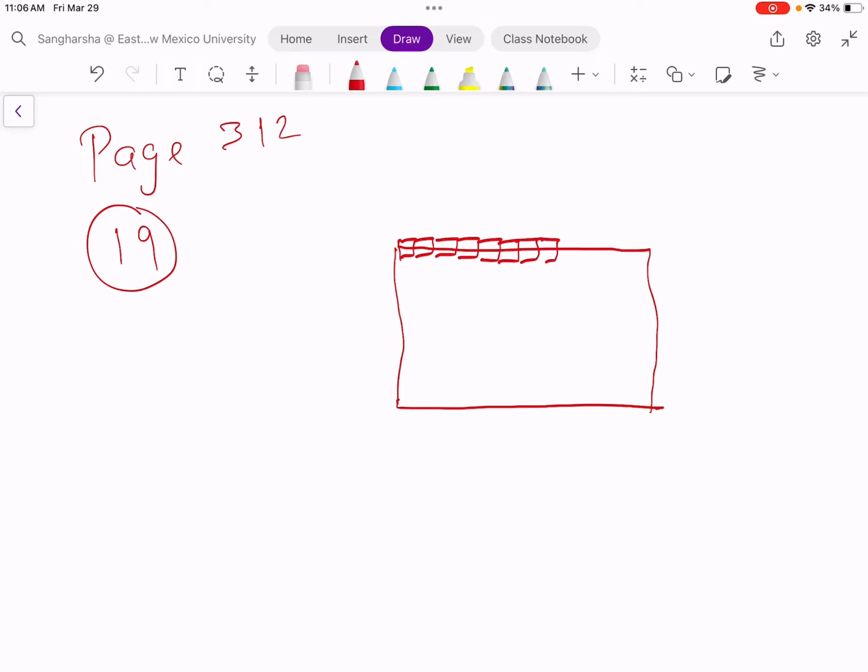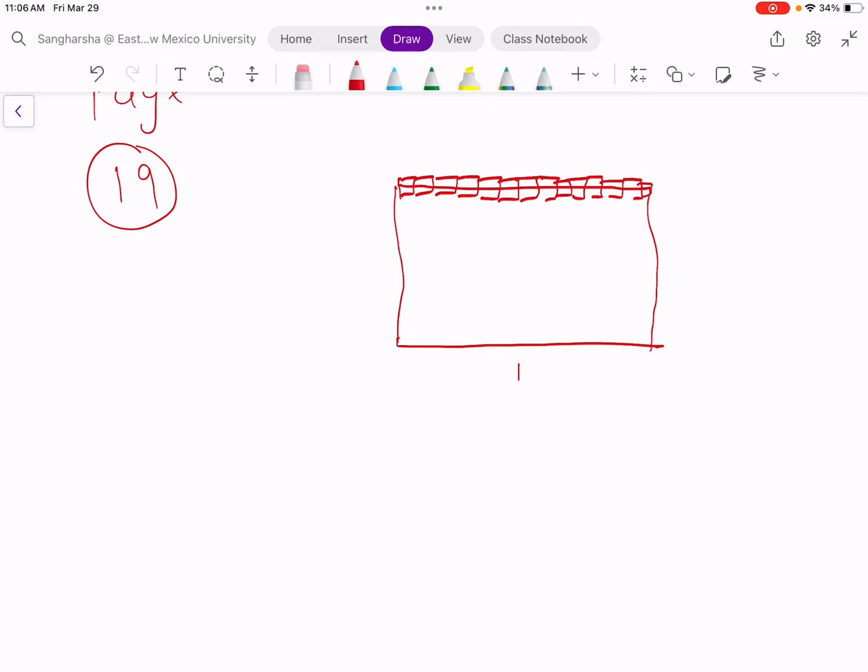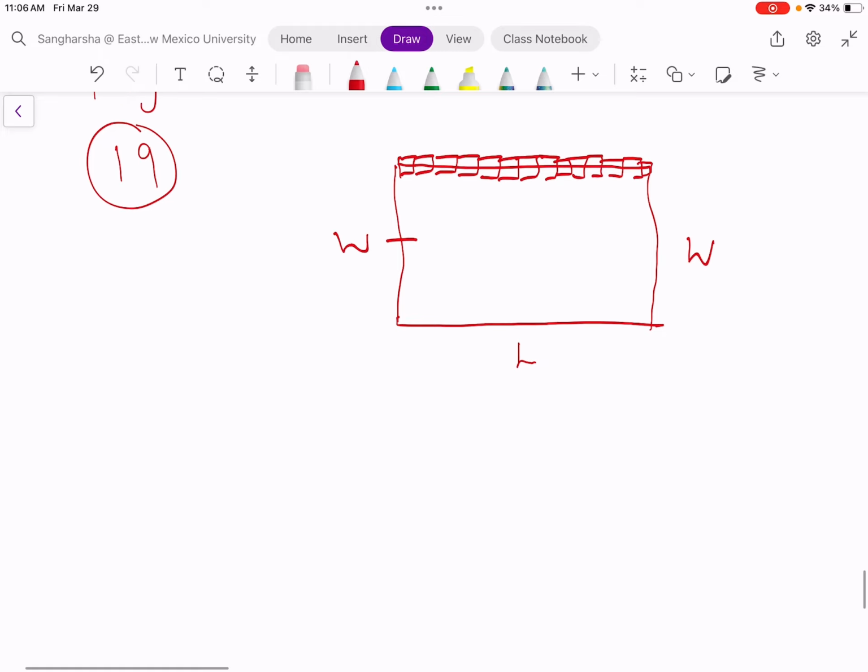So we already have a brick wall, so we don't need to fence this side, right? So we're gonna use 120 feet long fencing material to fence 3 sides of this playground. Okay, so let me call this side length, this side width, and this will also be W, right? Now what is that 120 equal to here?